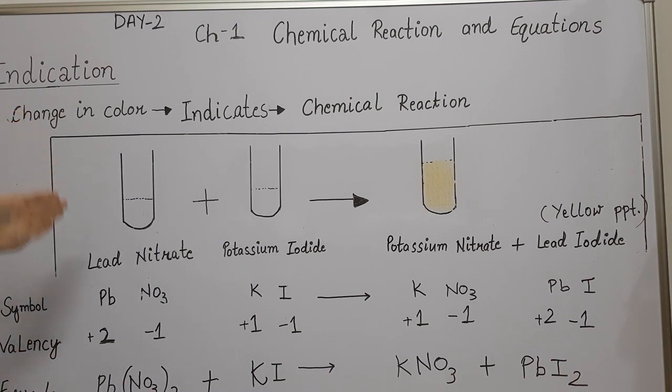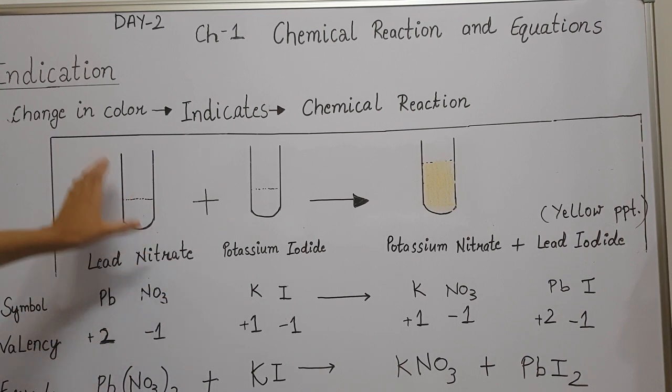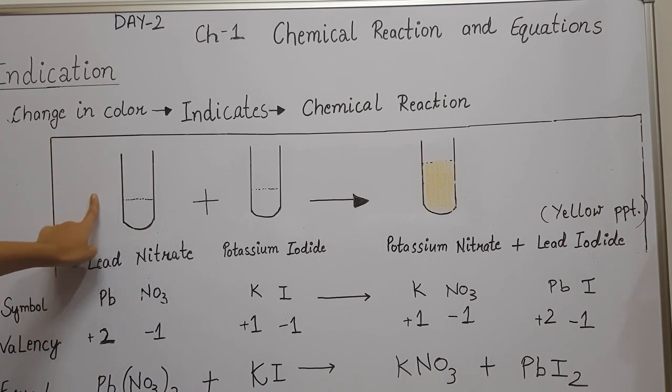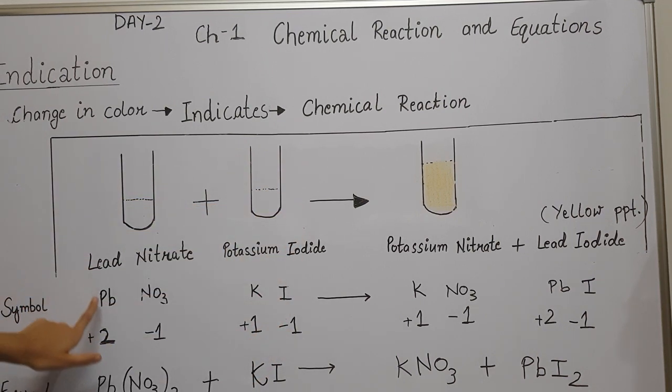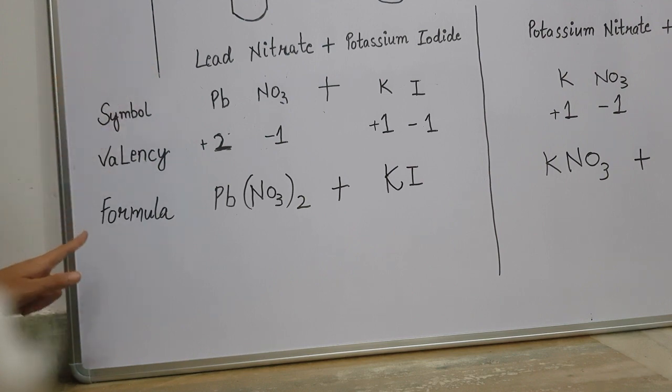Let me tell you how to derive the reaction for this. The symbol for lead is Pb and the symbol for nitrate is NO3. The substances that you take, which are present on the left hand side, are called reactants, and the substance that is formed, the newly formed substance, is called product. So let's derive an equation for it.